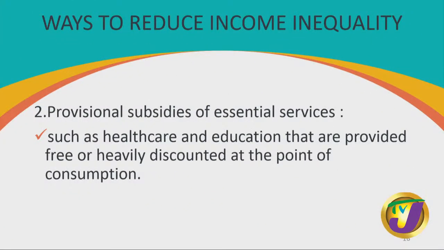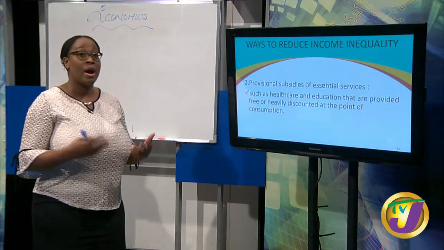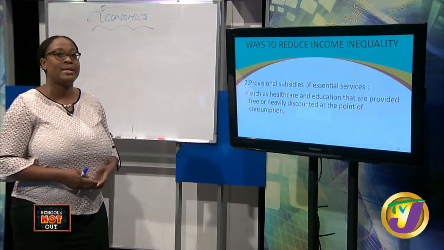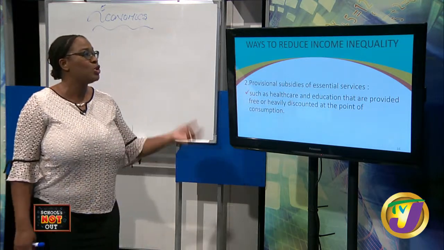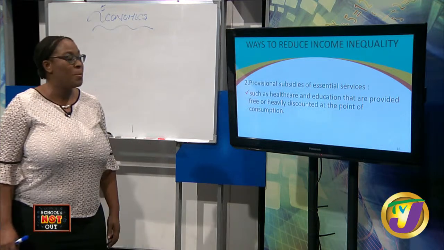Now, a second way is the provision of subsidies of essential services such as healthcare and education that can be provided either free or heavily discounted at the point of consumption. In this instance, persons have access to health care. If you have a healthy workforce, they'll be able to earn more and be more productive. If they have access to education and training, then they are able to increase their skill set and be more productive, hence reducing the level of income inequality.